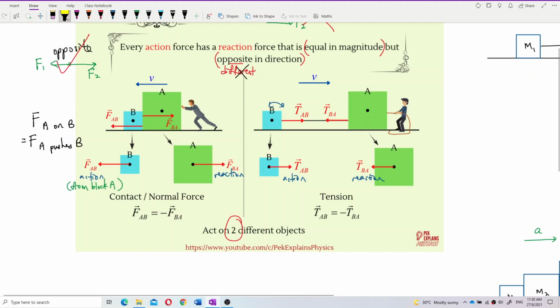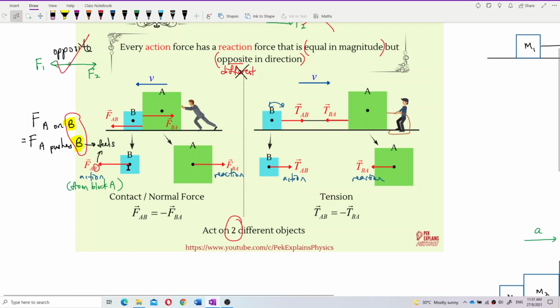Who experiences the force? B experiences the force. B is the one. I just want to highlight it. B is the one who experiences the force. B feels the force.